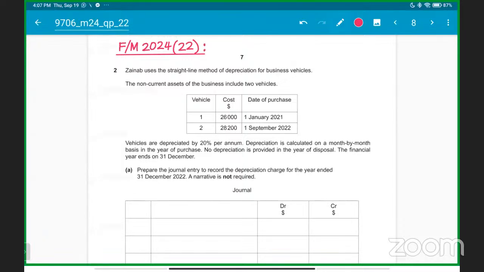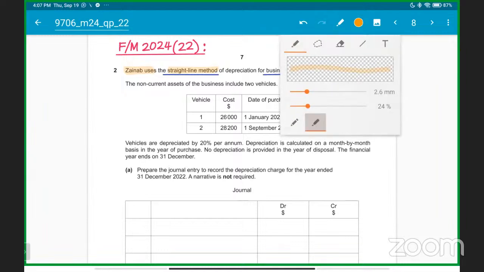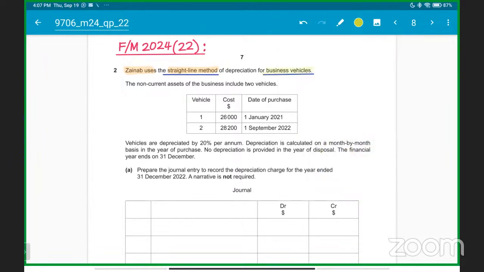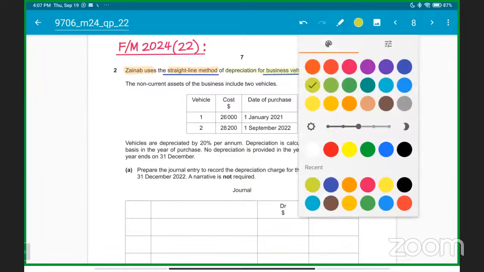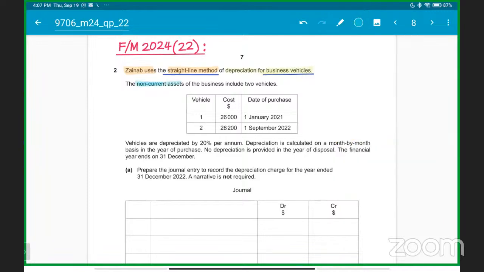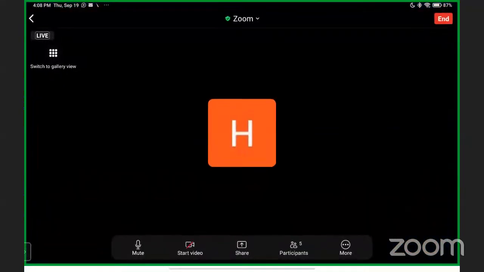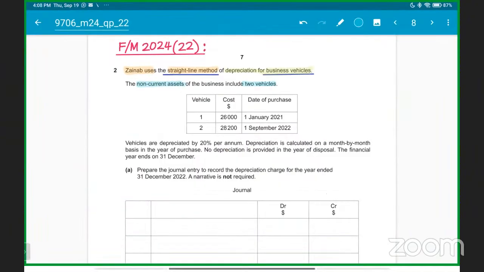It's a 15-mark question in which we have the person Zainab. Zainab uses the straight line method of depreciation for the business vehicles. We have the non-current assets. The non-current assets of the business included two vehicles.